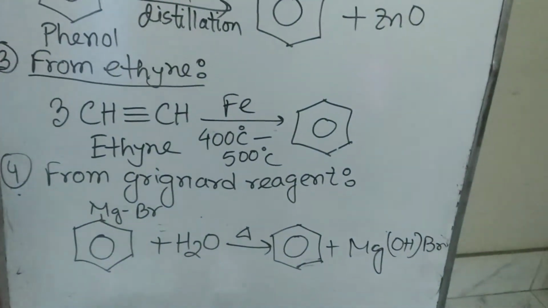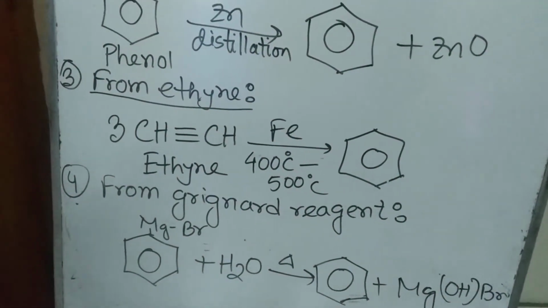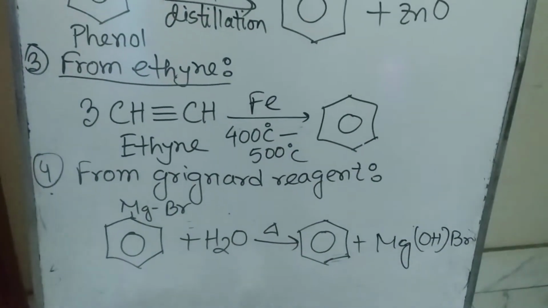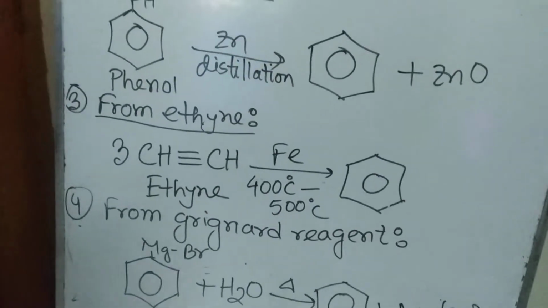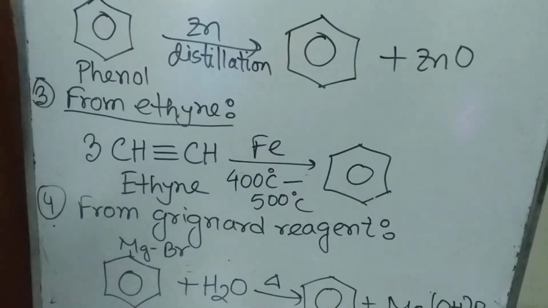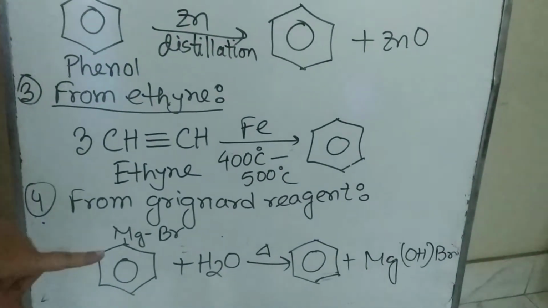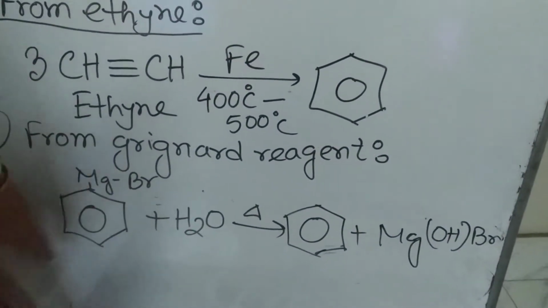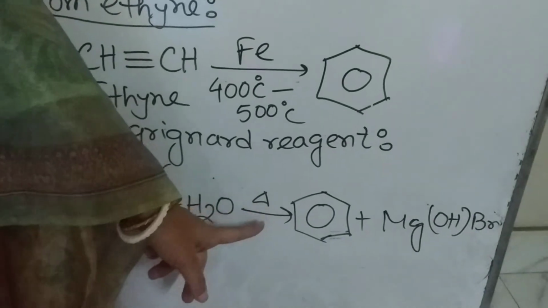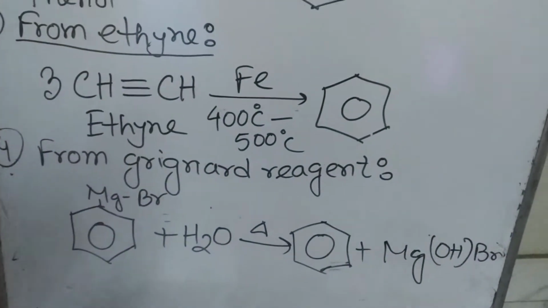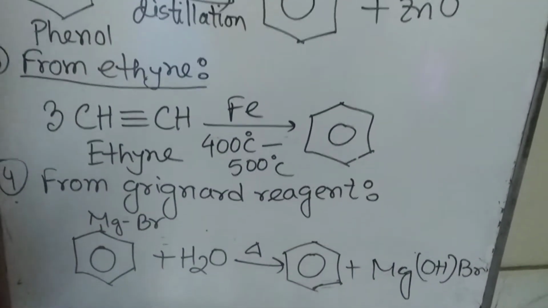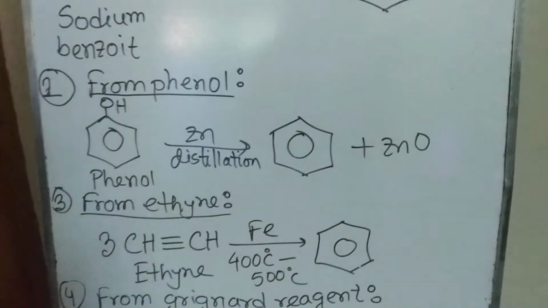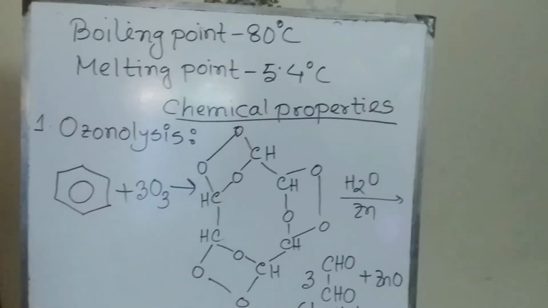Come to the Grignard reagent. In the alcohol part, you have come to know that alkyl magnesium halide is known as Grignard reagent. So, if we take phenyl magnesium bromide as Grignard reagent and it is hydrolyzed in presence of heat, then it is converted to benzene. Now, I discuss with you about the physical and chemical properties of benzene.